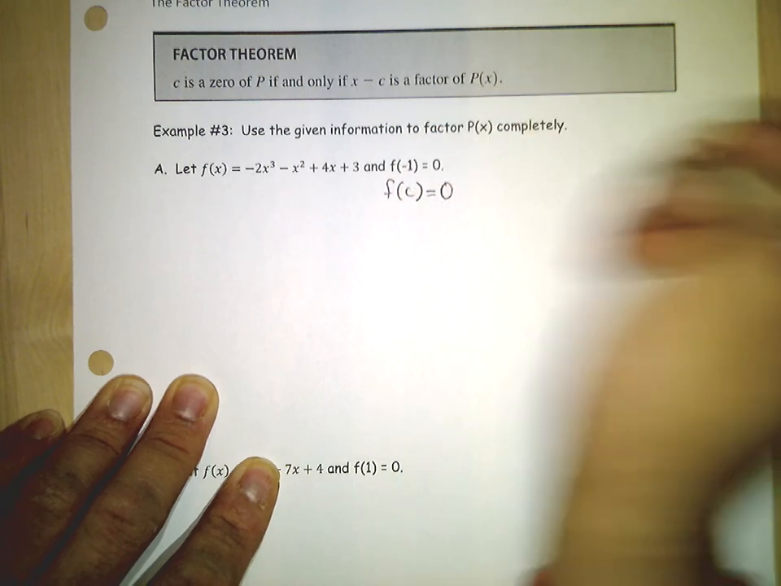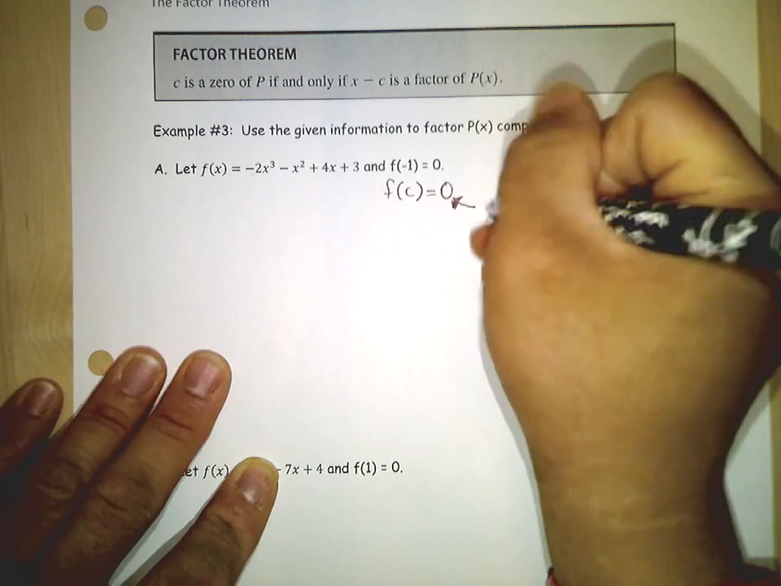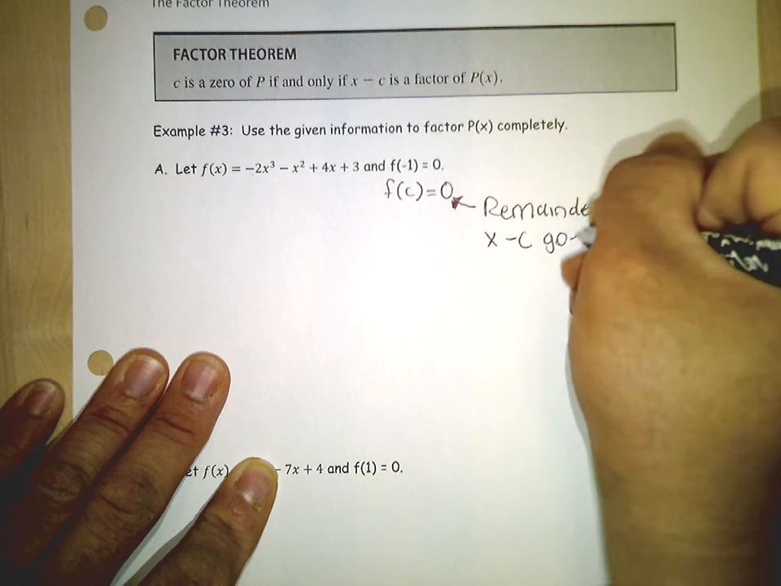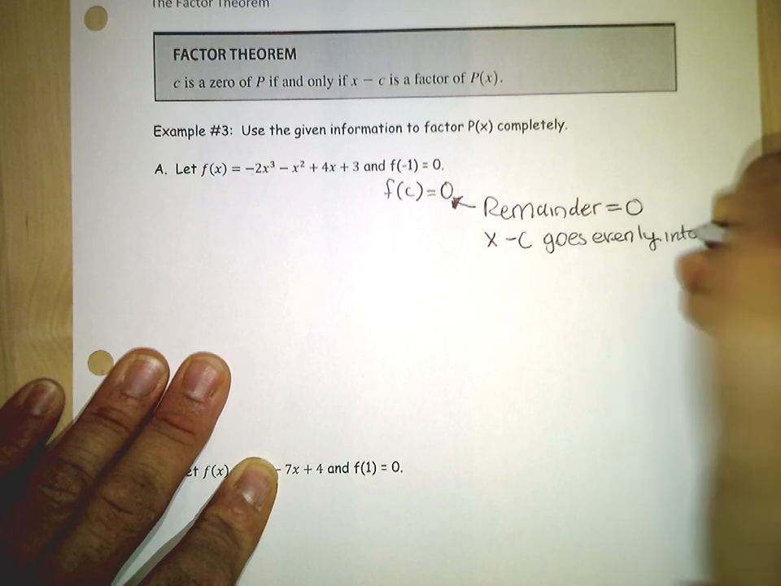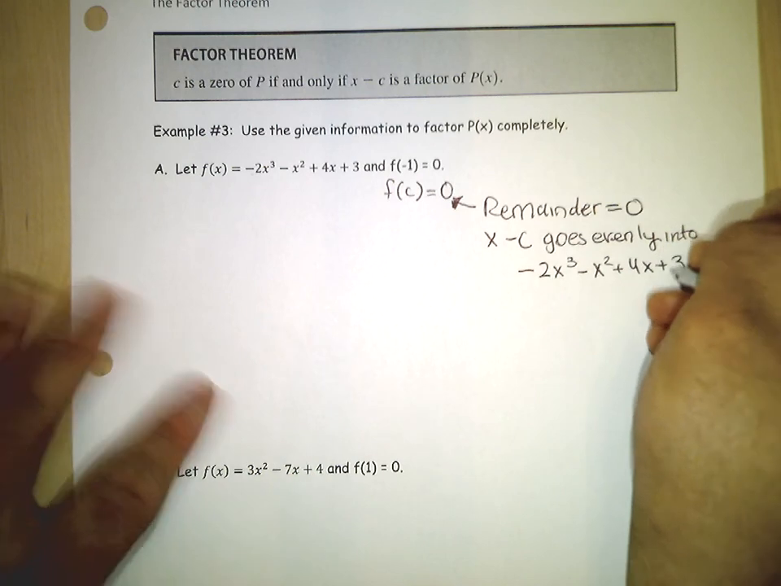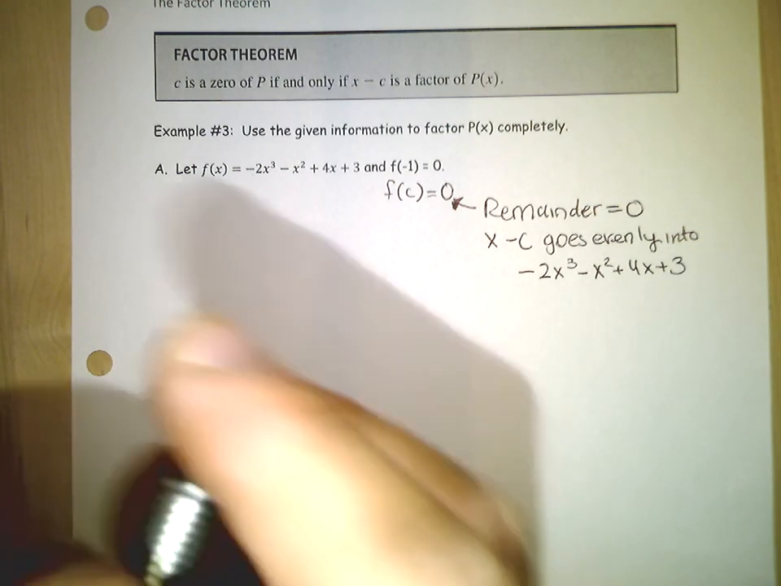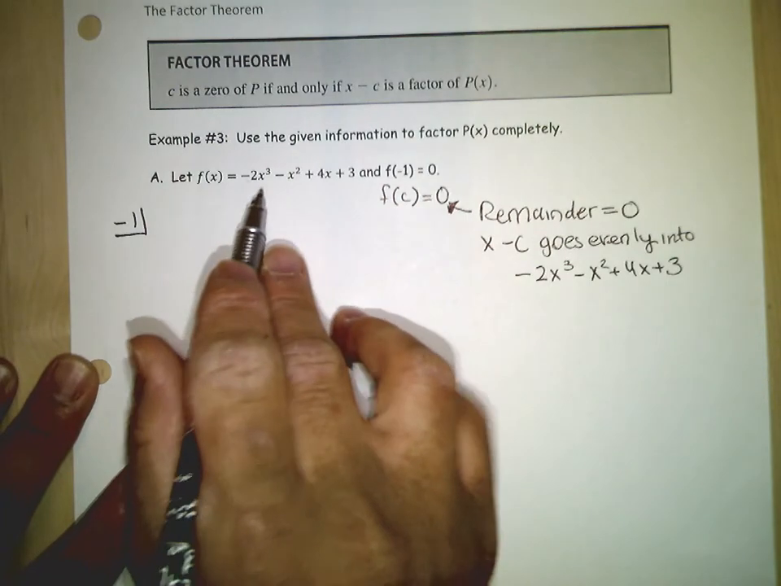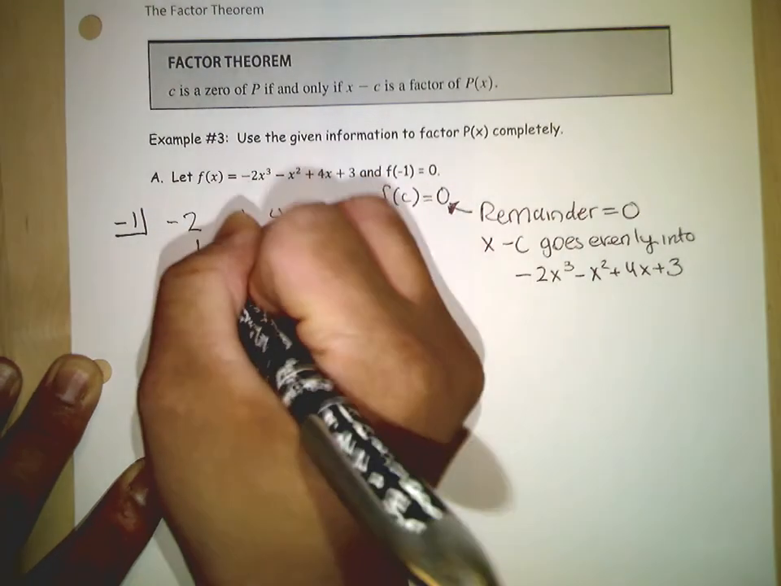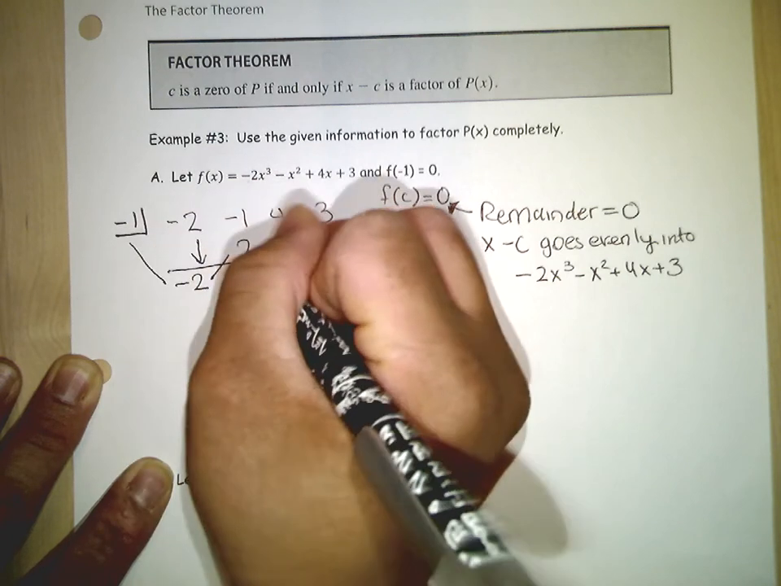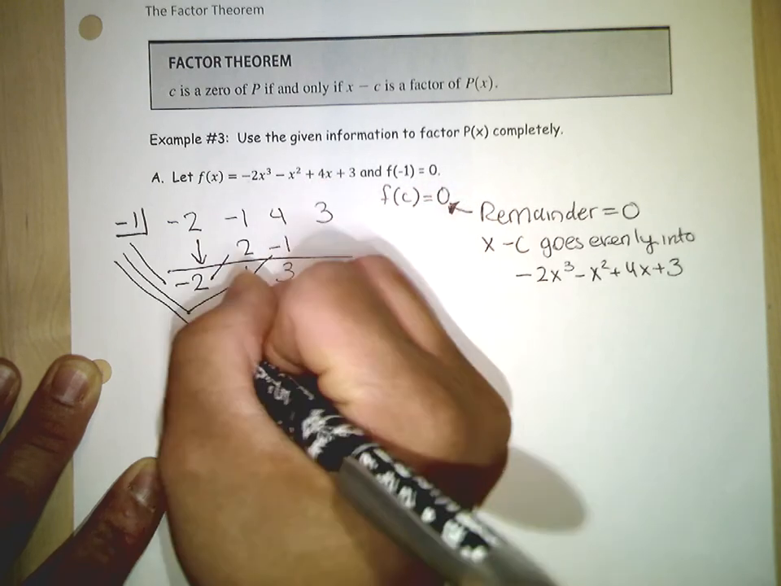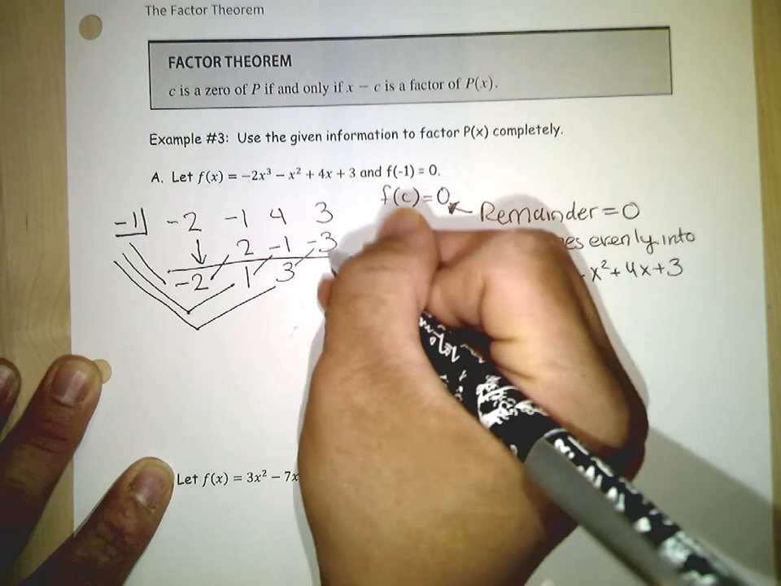Since the remainder is 0, that means x minus c goes evenly into negative 2x cubed minus x squared plus 4x plus 3. So let's see what happens here. We have negative 1, then all of the coefficients of f of x: negative 2, negative 1, 4, 3. We bring down the negative 2. Negative 1 times negative 2 is 2. Negative 1 plus 2 is 1. Then negative 1 times 1 is negative 1. 4 plus negative 1 is 3. Negative 1 times 3 is negative 3. Negative 3 plus 3 is 0.